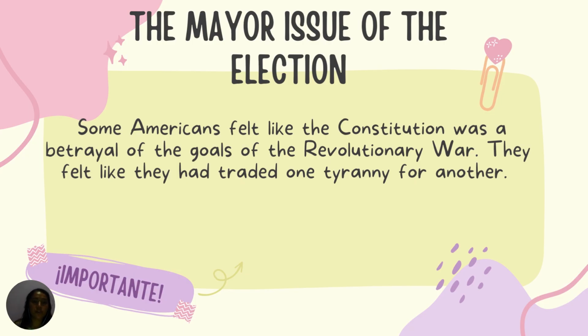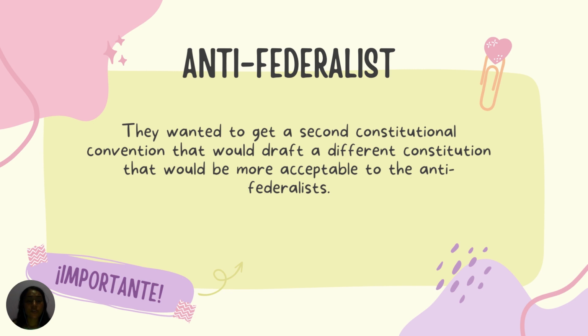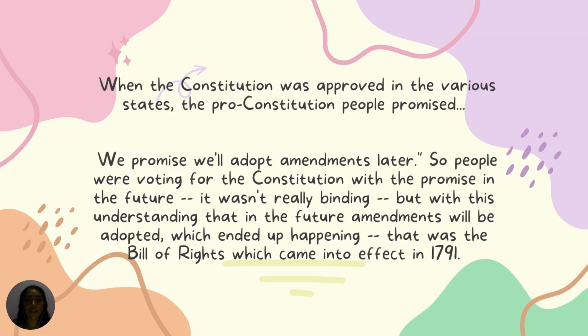The major issue of the election: some Americans felt the Constitution was a betrayal of the goals of the Revolutionary War. They felt they had traded one tyranny for another. So the anti-federalists wanted a second constitutional convention that would draft a different constitution, more acceptable to the anti-federalists.